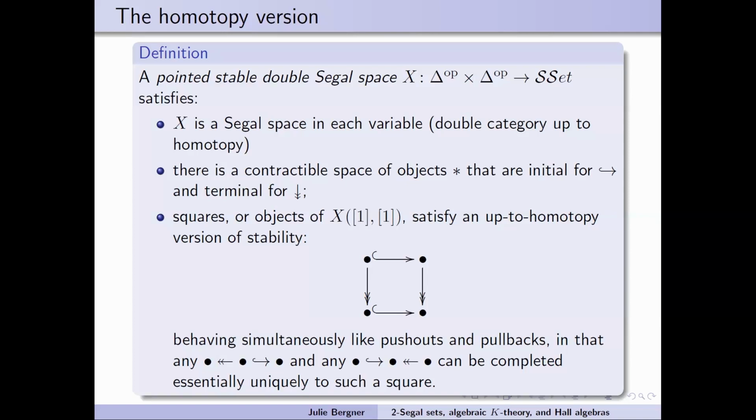And now we're back, but with things like the pointed, this is maybe a more familiar version. We have a contractible space of objects that are initial in the horizontal category, terminal in the vertical category. The objects will be X0,0, then horizontal and vertical will be X1,0 and X0,1. The squares are objects of X1,1, and they satisfy an up-to-homotopy version of stability, in the sense that these behave like pushouts, they behave like pullbacks, but they're not strictly unique. They're unique up to homotopy.